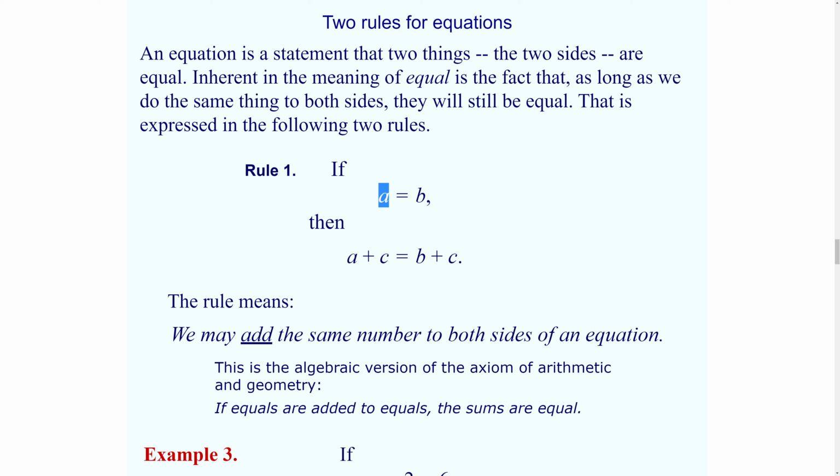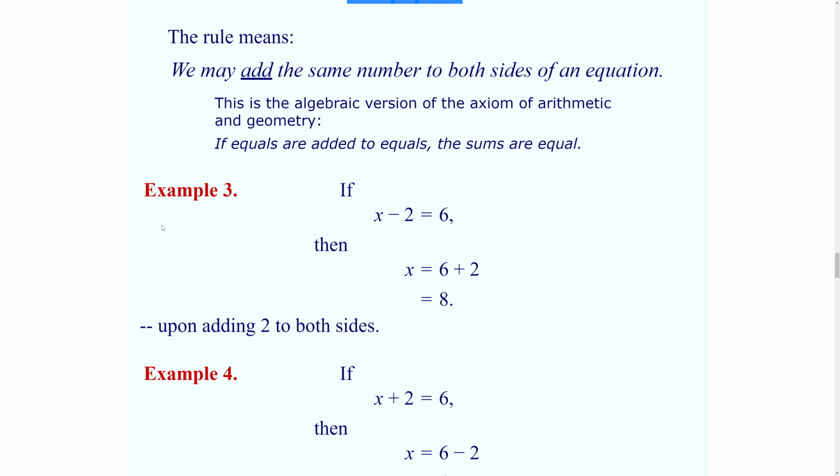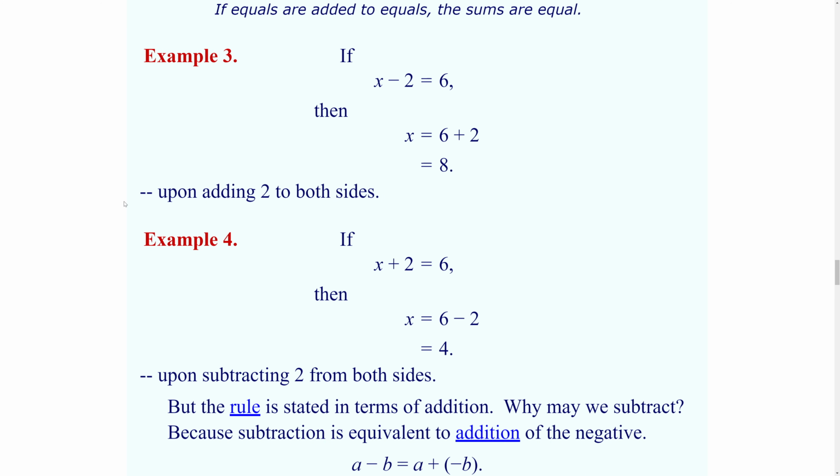So the rule means, let's take a look at this. Here we have A equals B. If we add C to A on the left hand side of the equation, and we add C to B on the right hand side of the equation, we have not changed the equation. We've just changed the form of the equation, what it looks like. So the rule means we may add the same number to both sides of an equation. So if I scroll down, I'll give a concrete example of what I'm talking about.